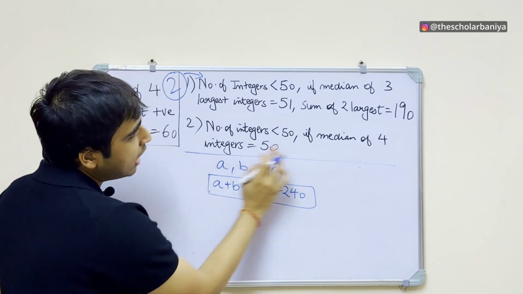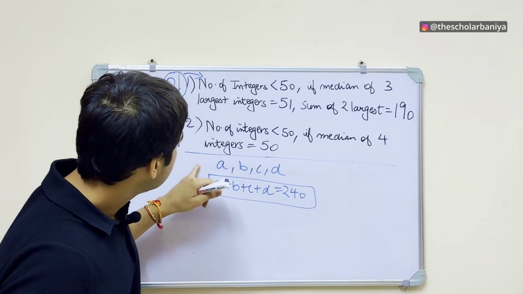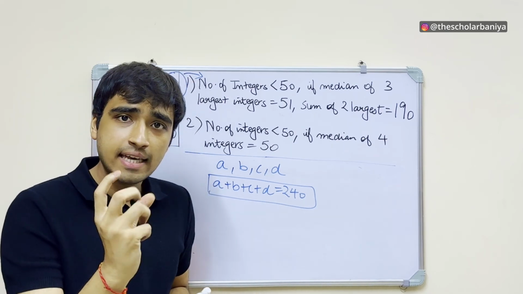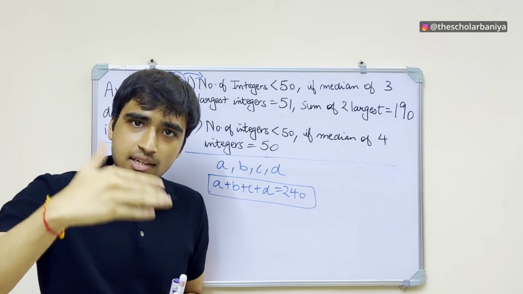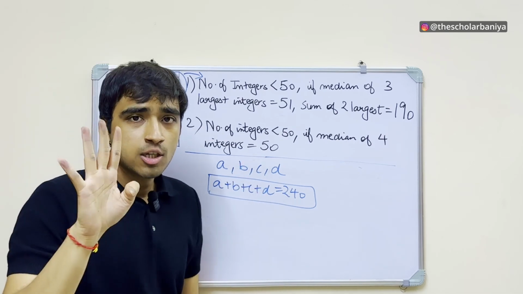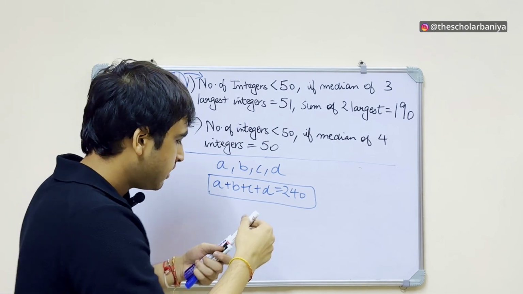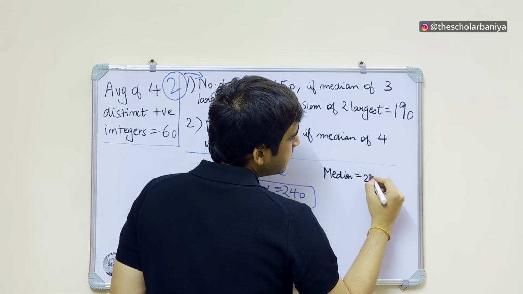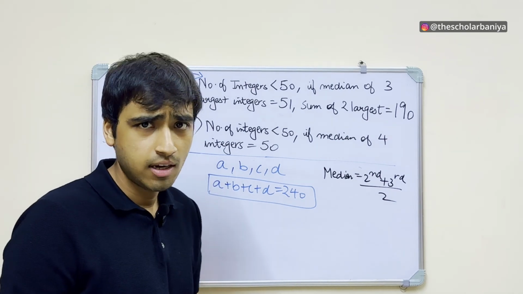But now in this question, we know that the median of the four integers is 50. Now tell me one thing. If there are an even number of integers, then what is the median? The median is the n upon 2th term plus the next term, upon 2. There are four terms: 1, 2, 3, 4. So 4 upon 2 means the second term, plus the next term, the third term, upon 2. So the median will be (second term plus third term) upon 2. I hope this is absolutely clear till now.